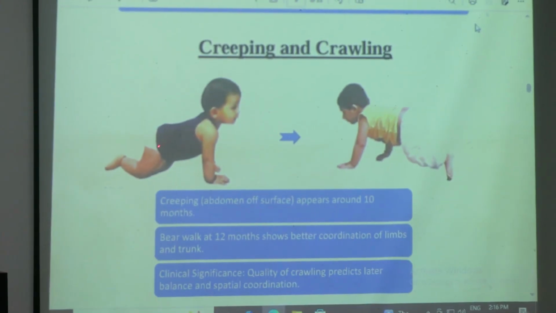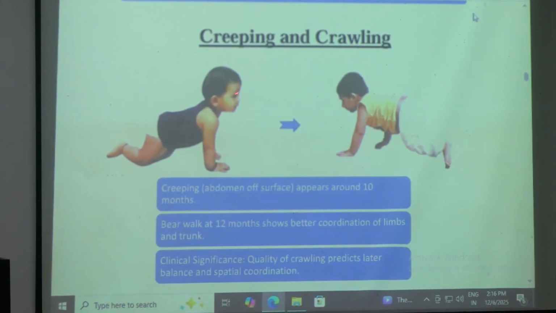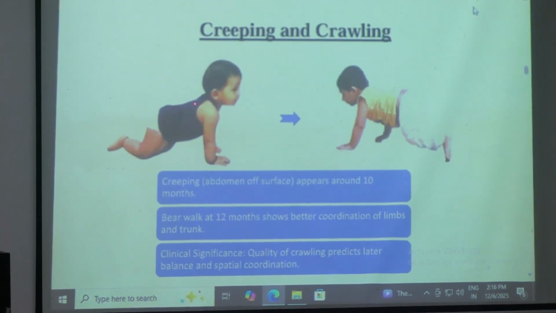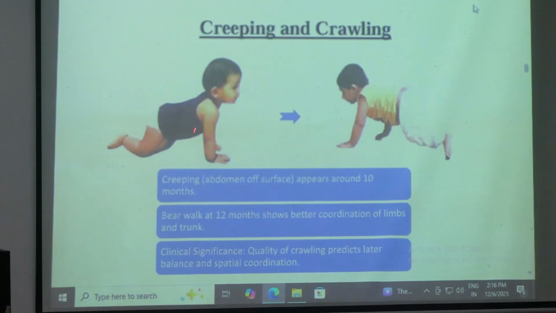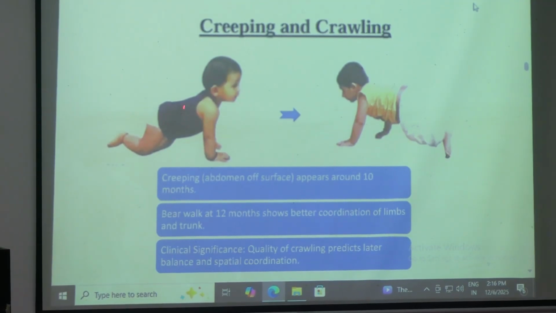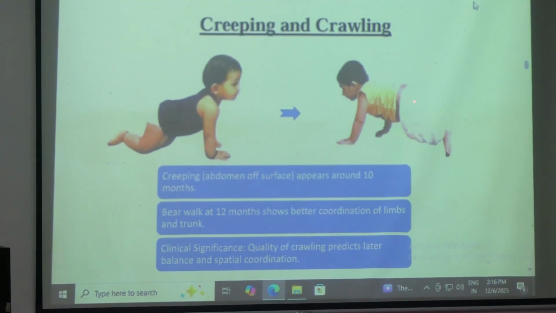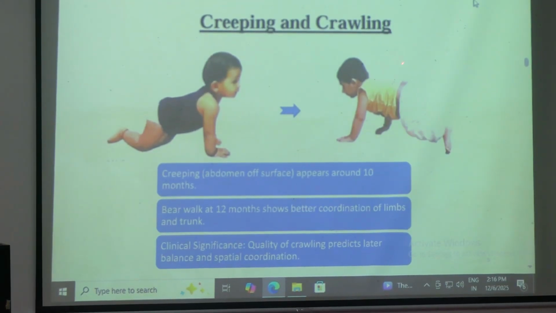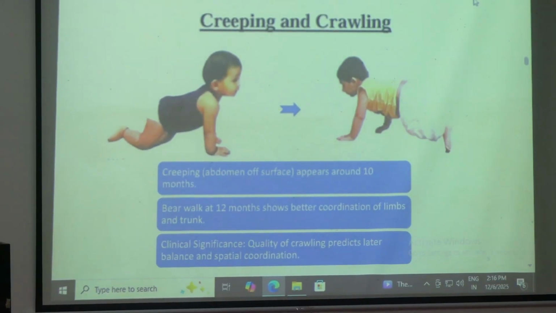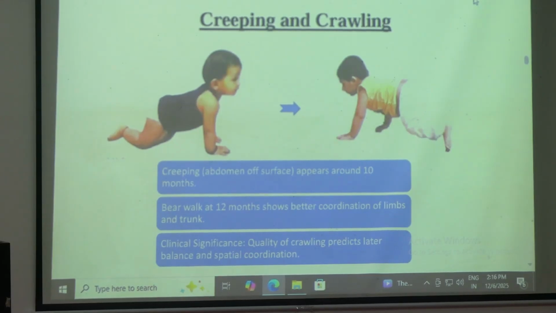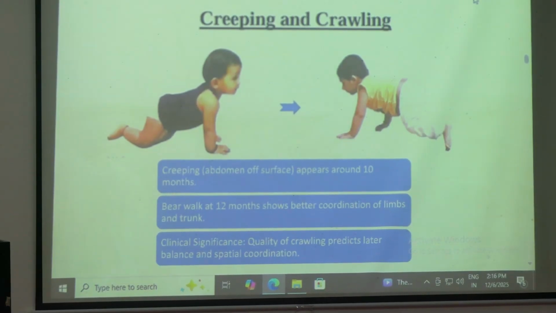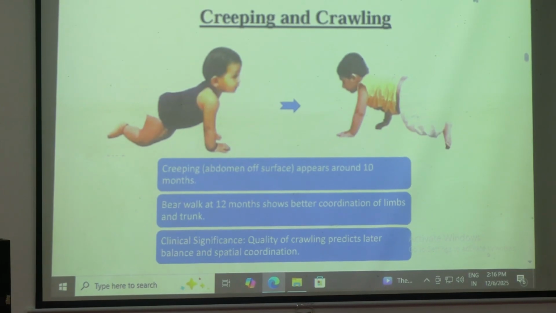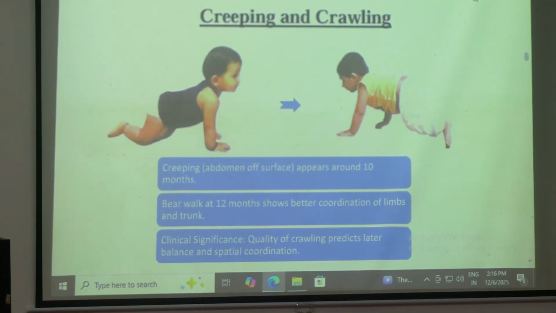Creeping. At 10 months, a baby starts creeping, meaning he raises his abdomen from the floor. That is called creeping. So 10 months is creeping. It is a precursor of walking. At 12 months, baby starts doing bear walking. You understand? So creeping appears around 10 months, bear walking at 12 months, and the clinical significance is that the quality of crawling predicts later balance and spinal coordination.